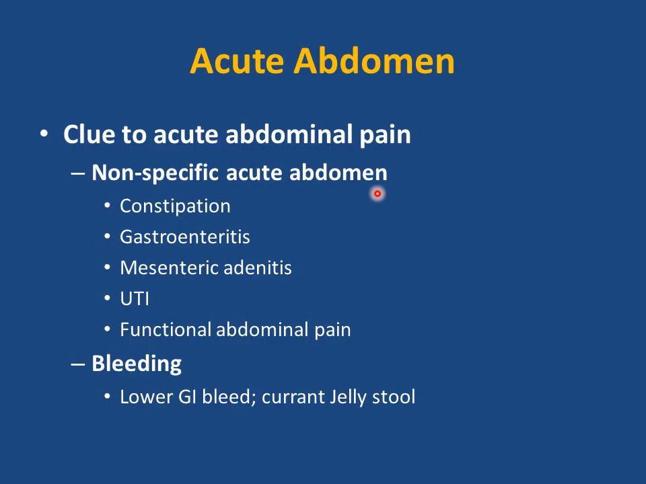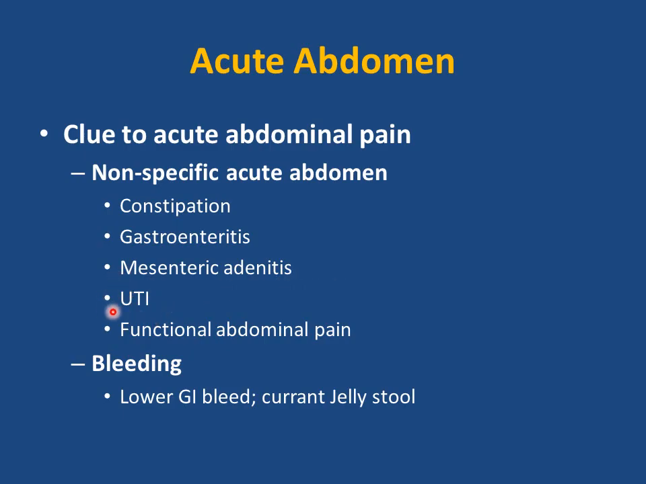Non-specific causes of acute abdomen. Constipation. Constipation is a very important cause of abdominal pain in children. Ask about hard stool, difficulty with bowel movement, previous history of constipation. Gastroenteritis. Ask about vomiting and diarrhea. Mesenteric adenitis can be even mistaken with appendicitis and sometimes difficult to differentiate without imaging studies.